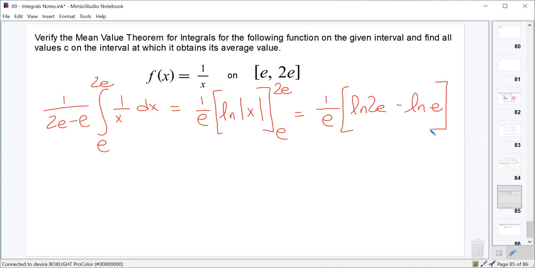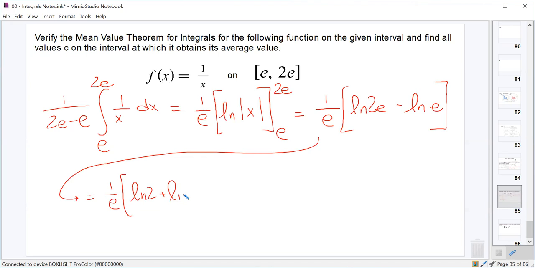And I'm ignoring the absolute values because both e and 2e are positive values. And so as we simplify that down, the natural log of 2e is the natural log of 2 plus the natural log of e. So coming over here, we've now got 1 over e times the natural log of 2 plus the natural log of e minus the natural log of e.